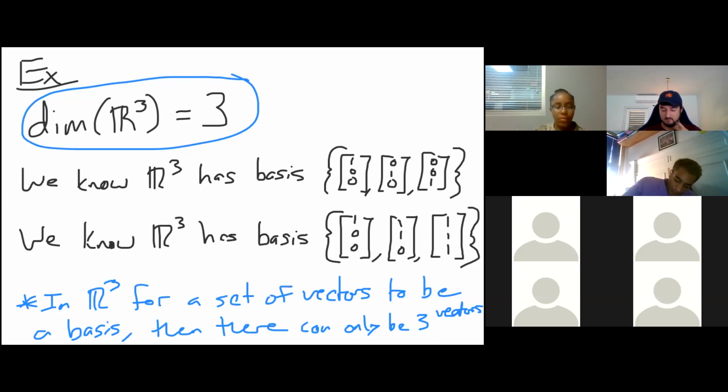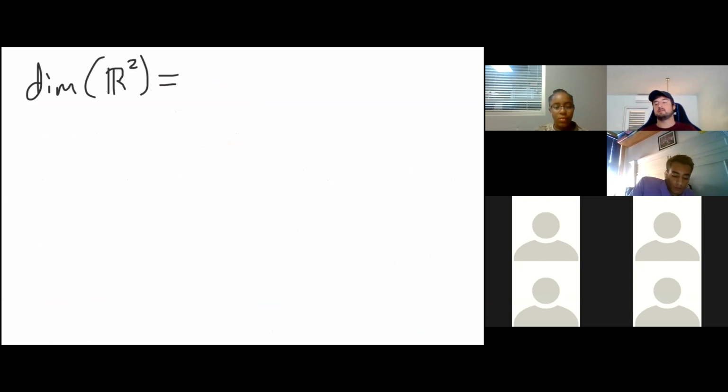So then real quickly, let's answer a couple more questions. Not Rn. Let's do R2 first. What do you think the dimension of R2 is?